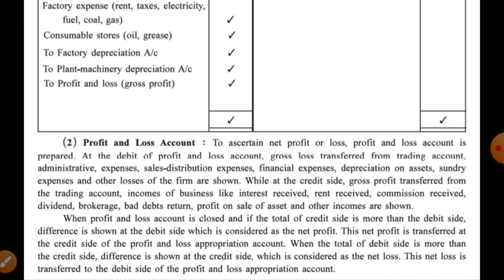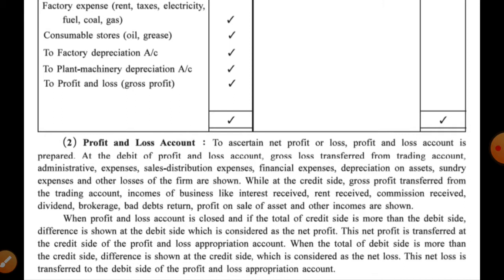It means on the debit side of the profit and loss account, whatever gross loss is coming on the credit side of the trading account, we transfer on the debit side of the P&L account. Other than that, any kind of expenses, whether administrative expense, sales and distribution expense, financial expense, depreciation on assets, sundry expense, or any kind of losses for the firm, are all recorded on the debit side of the P&L account.